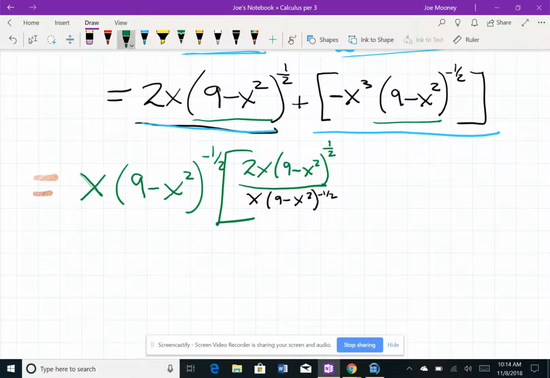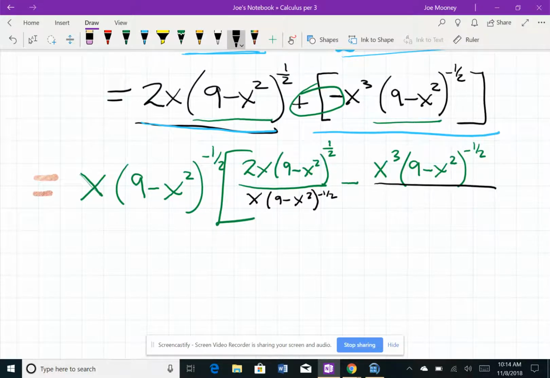Then, what did we have to that? We had a minus there. So I have a negative x cubed. Do you see what I did there? I just combined that: x cubed, and your 9 minus x squared to the negative 1/2. And what I did was I factored an x times 9 minus x squared to the negative 1/2 out of that.